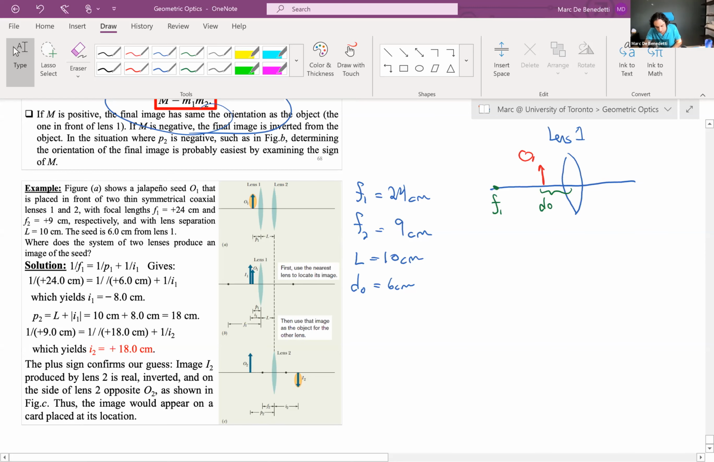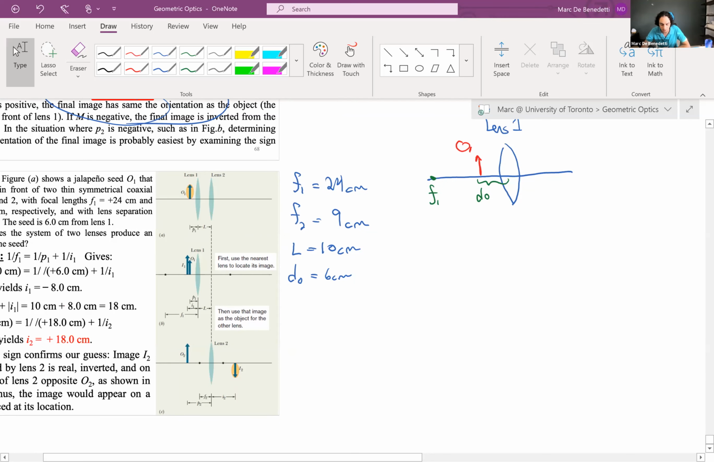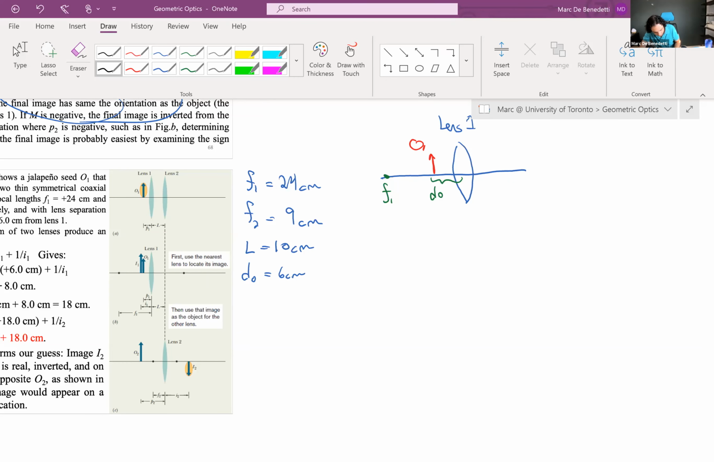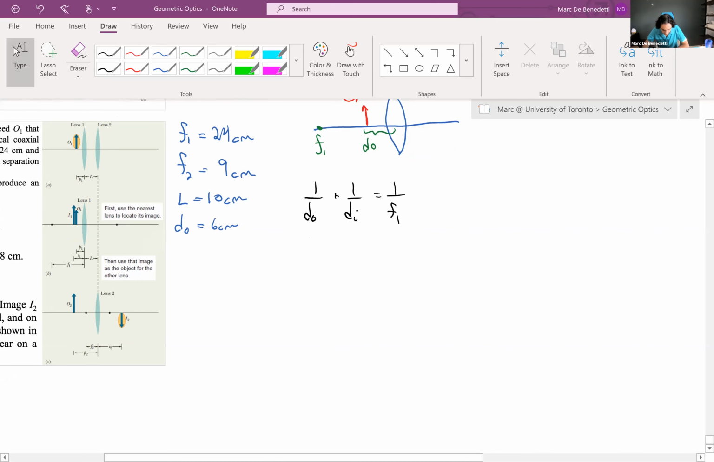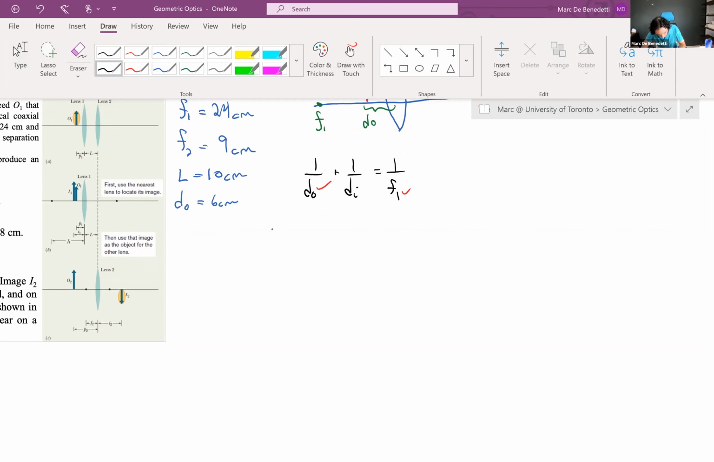Okay, so we propagate it. We want to know where everything is going to be. So we set up our thin lens equation: 1 over do plus 1 over di equals 1 over focal 1. We have focal 1. We have do, so the only thing we need is di. So let's go about solving for di. It's going to be 1 over focal 1 minus 1 over do.